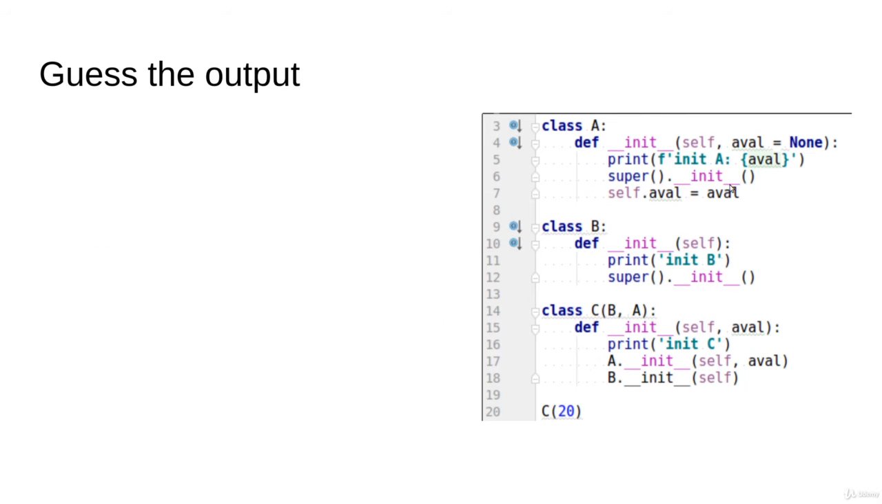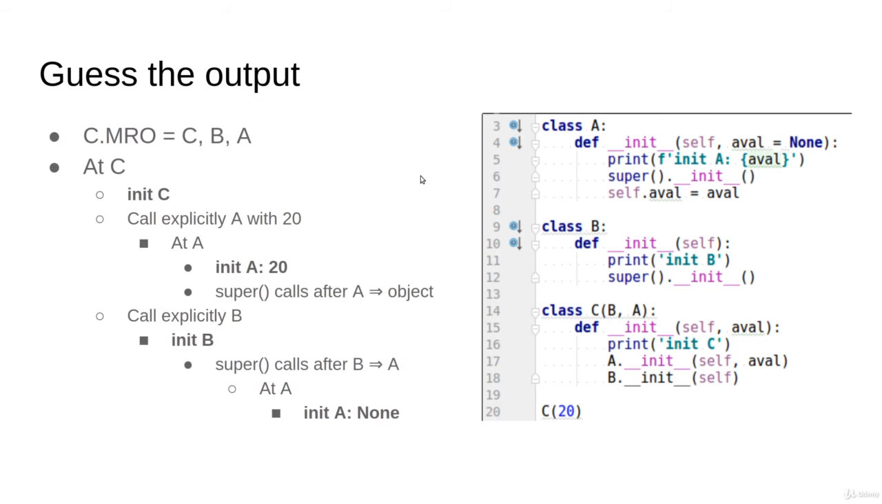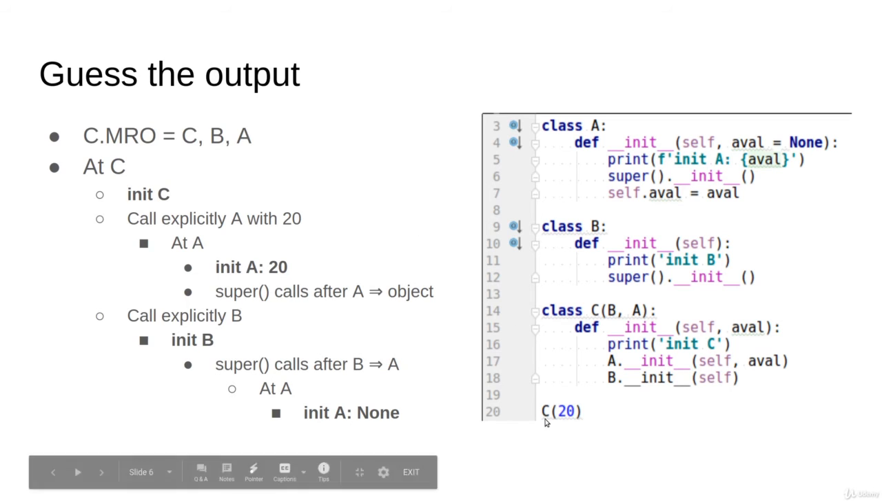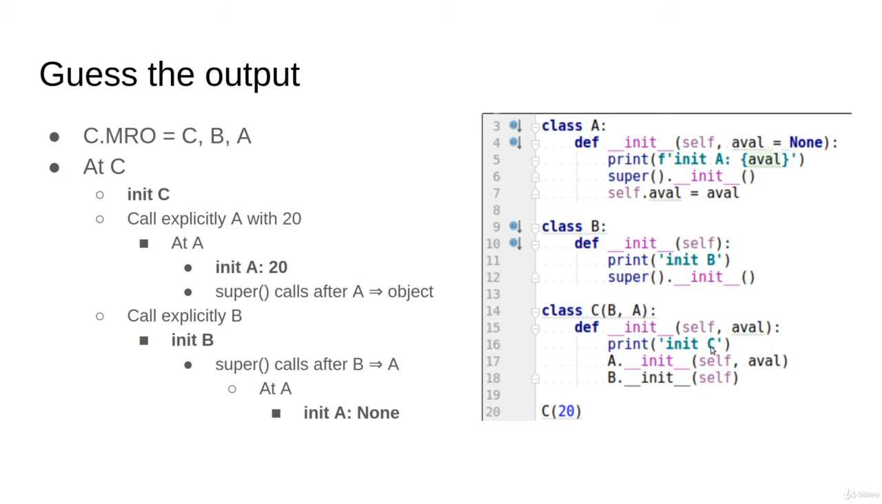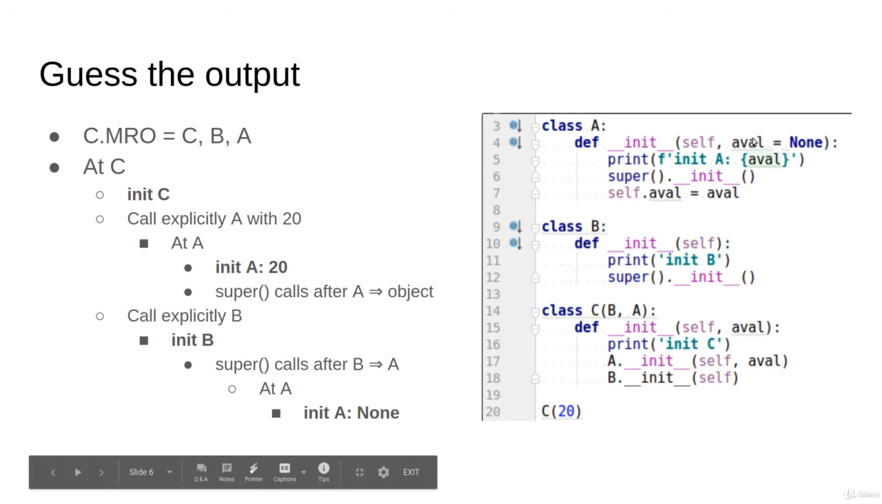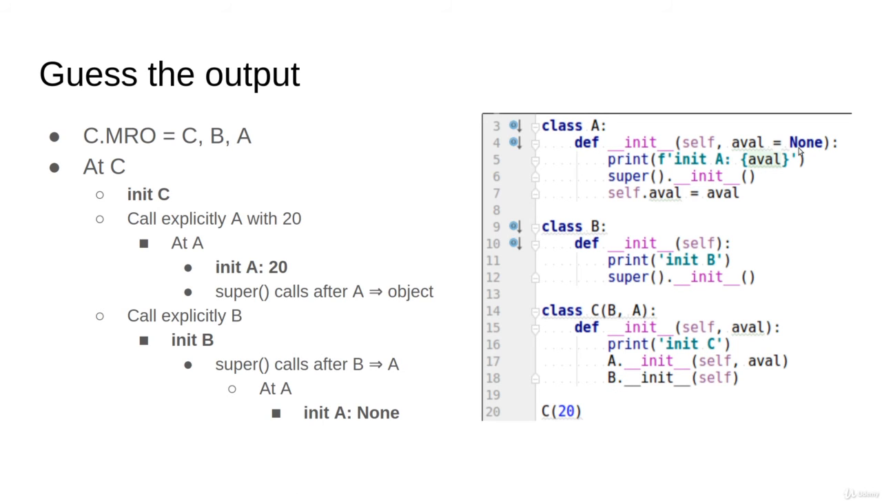Let's try to get the details of this class. Take a couple of minutes. Let's trace together. The first time, we are calling an object C of value 20. So we come here, a val would be 20, and then we will print init C, and then we are calling A and B. A is expecting from us a parameter, which is initialized to none. A is going to call init of A and 20.